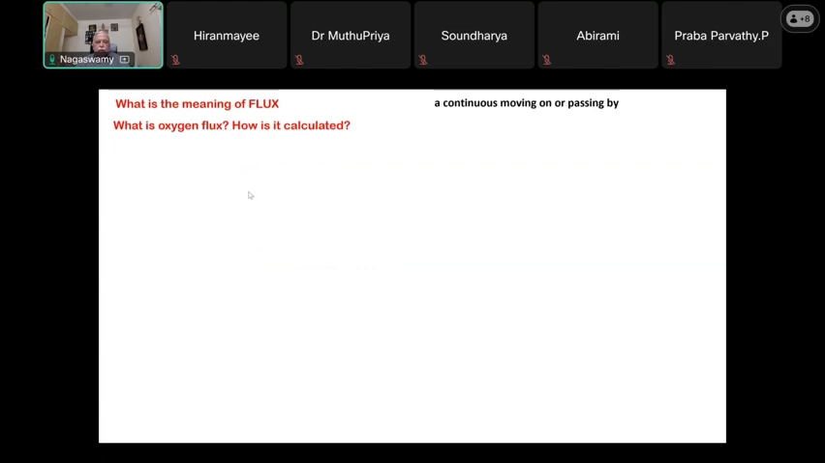So how do you calculate the amount of oxygen that is flowing in the blood? That is the meaning of flux. After it enters the alveoli at a pressure of 99 millimeters of mercury, it enters the blood. So in the blood, at what amount is it being carried up to the tissue level? That is the meaning of flux. So how do you calculate the flux?